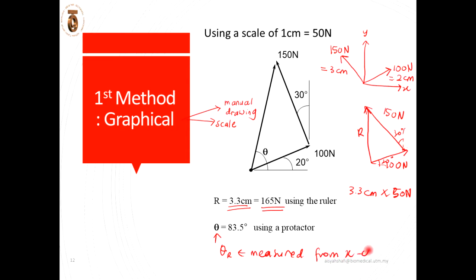And then the angle, theta R, is measured from the x-axis, from the x-axis until the resultant force. By using a protractor, you will get 83.5 degrees. This is the first method to solve for the resultant force.